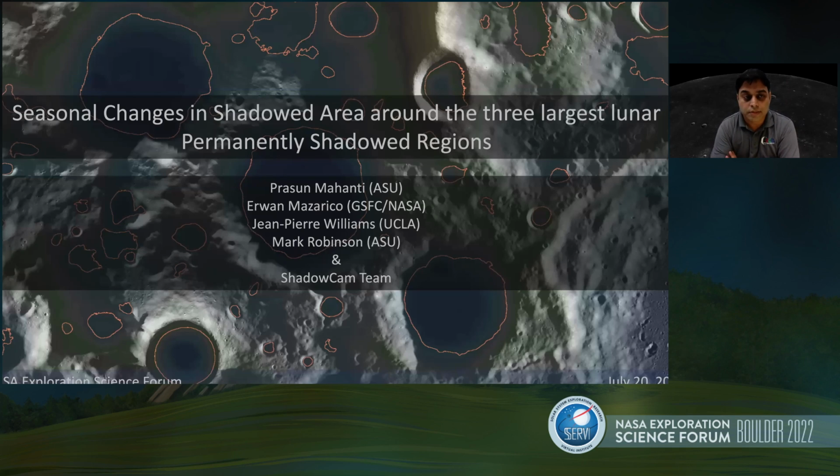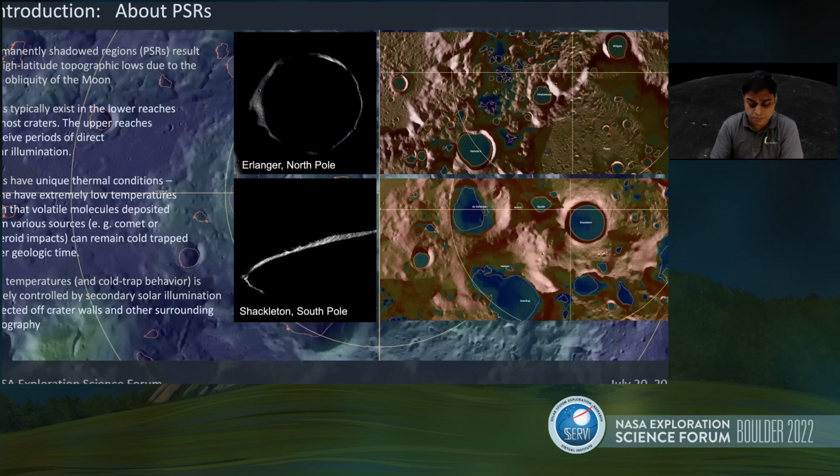So my name is Prasun Mahanti, and I'm going to talk about basically seasonal changes in the shadowed areas around the largest permanently shadowed regions. We're not going to delve into why and how PSRs form, but basically PSRs are the permanently shadowed regions which result from high latitude topographic lows due to the low obliquity of the moon. And they typically exist at the bottom of these craters.